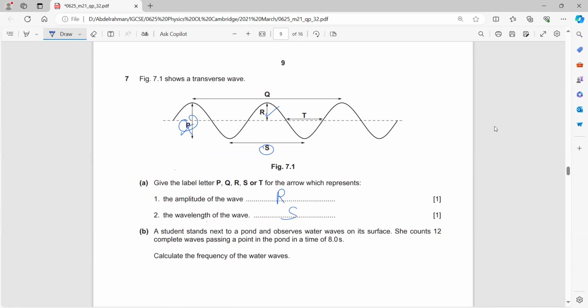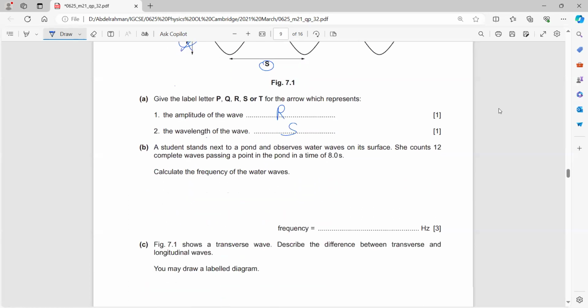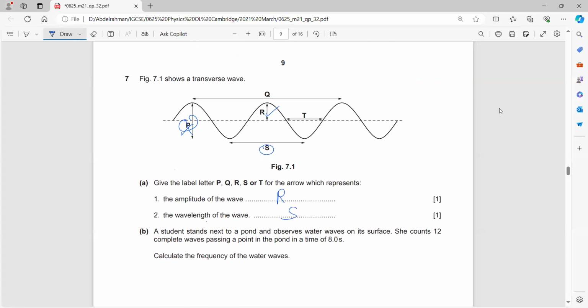A student stands next to a pond and observes the water waves on its surface. She counts 12 complete waves passing a point. Mister, what about P, is it the frequency? No, P is nothing. P is double the amplitude.